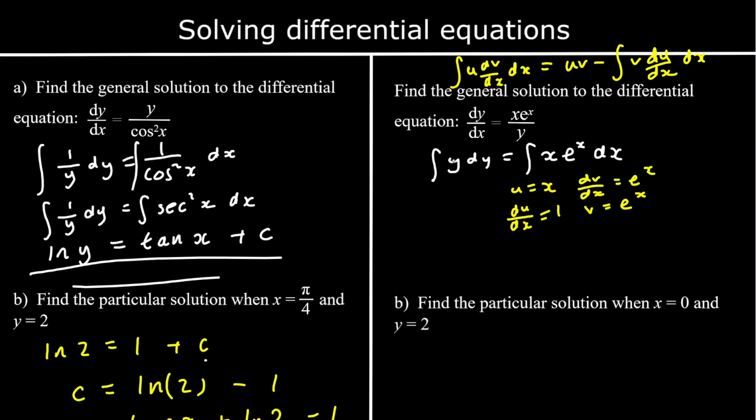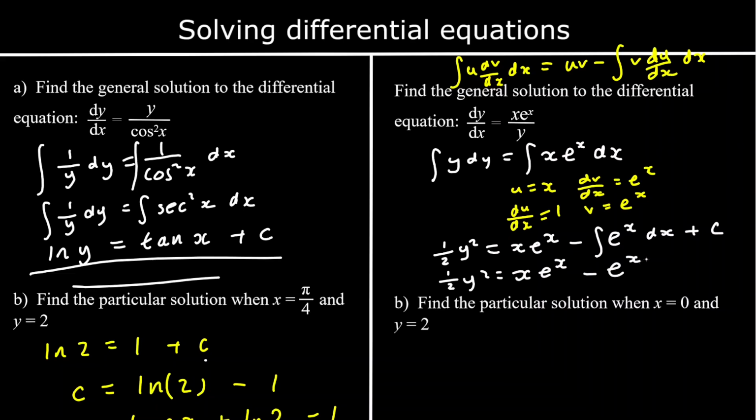So integrating now, the left side, add 1 to the power, divide by the new power, we get half of y squared, and that's going to be equal to our integration by parts, which is uv, x e to the power of x, minus the integral of v du/dx, which is e to the power of x with respect to x, and the integral of e to the power of x is e to the power of x. We've got half y squared equals x times e to the power of x minus e to the power of x plus a constant.